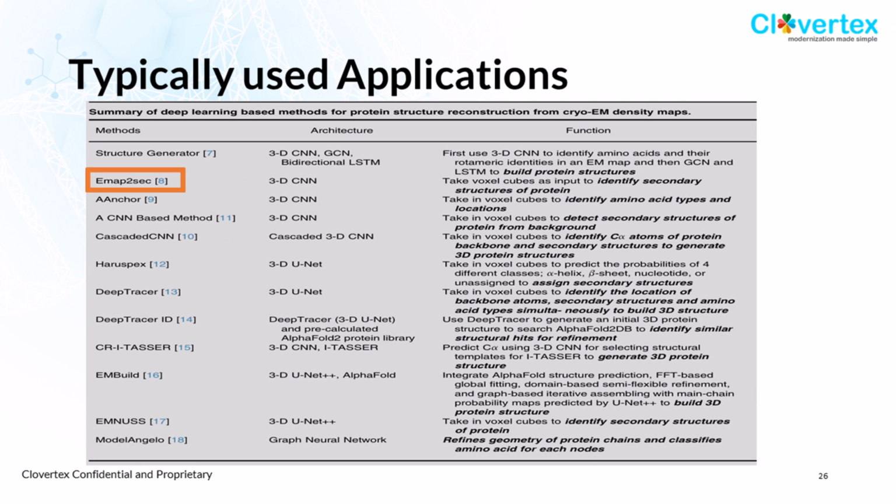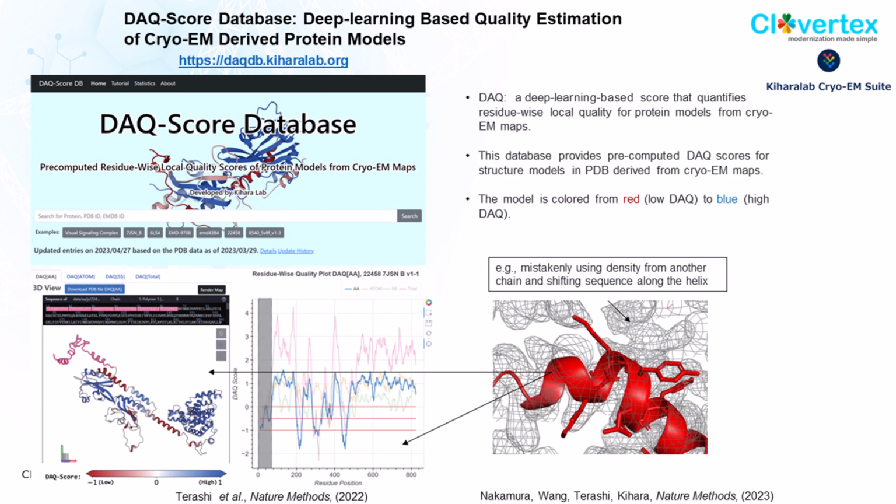Here's a list of tools, and this is a very small list of tools. One tool I'm highlighting, and these are all based on neural network tools, is EMAP2-seq, which has been developed by Dr. Kihara's lab. And today he's going to talk about not only the work which he's doing, but what he sees in this field, how his lab is progressing, and what kind of tools and thinking process they have in building atomic models. Dr. Kihara.